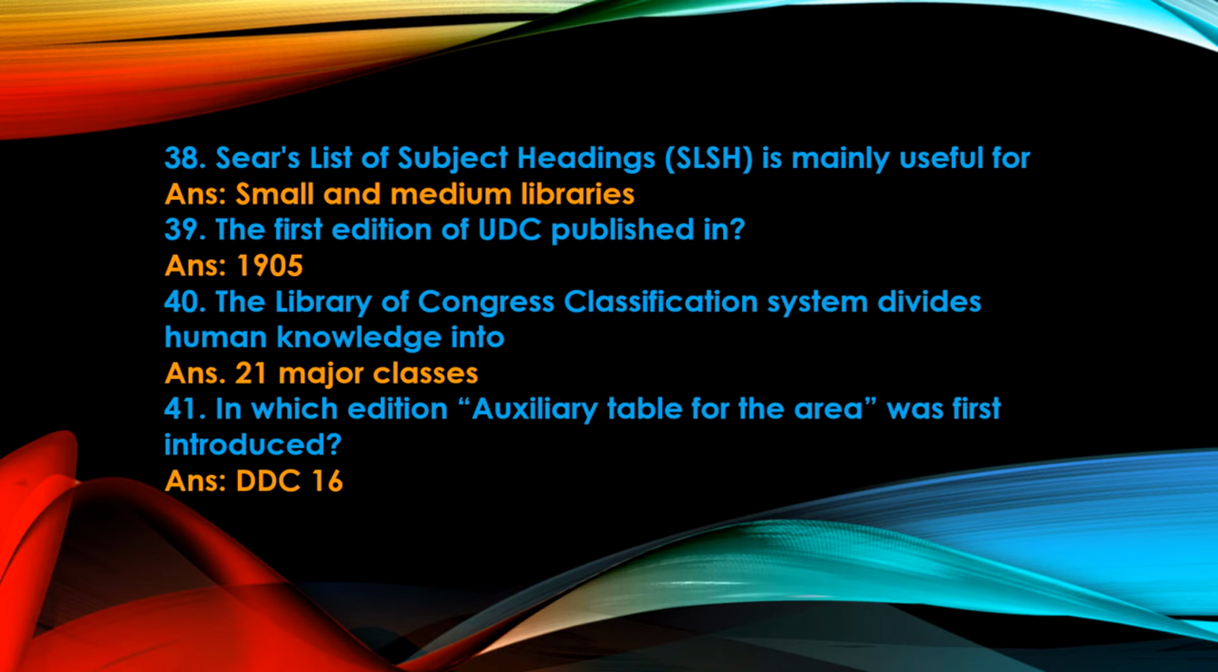Sears List of Subject Headings, SLSH, is mainly useful for small and medium libraries. The first edition of UDC was published in 1905. The Library of Congress classification system divides human knowledge into 21 major classes. In which edition was the auxiliary table for area first introduced? DDC 16.